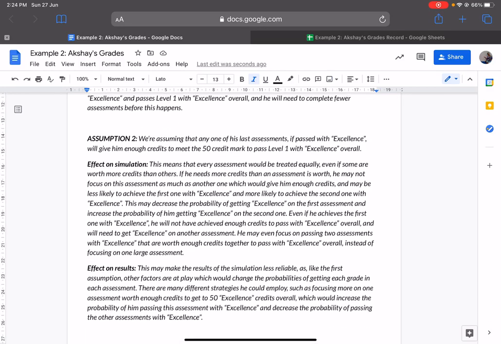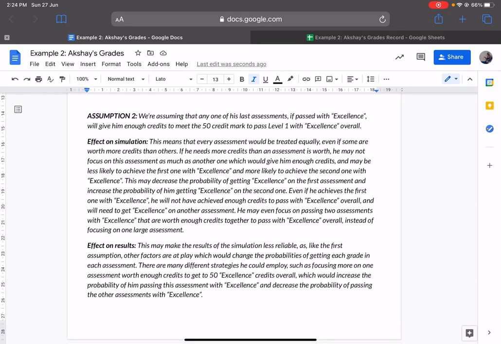Now our second assumption is that we're assuming that any one of his last assessments, if passed with excellence, will give him enough credits to meet the 50 credit mark to pass with level 1 with excellence overall. This investigation said that he needed to get one of his assessments with excellence. It didn't say which one, it didn't say how many credits. So we're assuming that any of those last ones would give him enough credits to meet that 50 credit mark and pass with excellence overall.